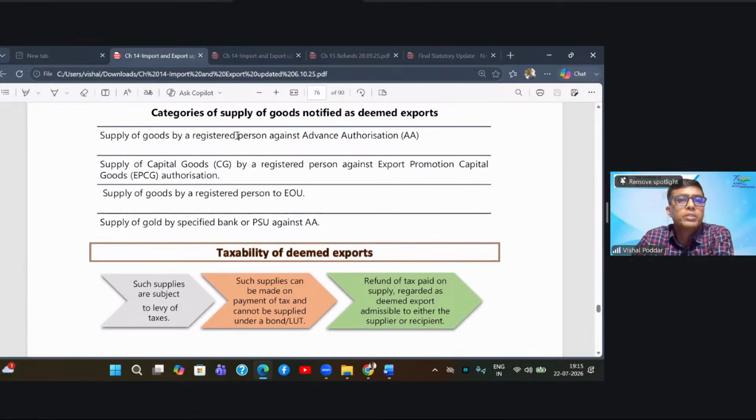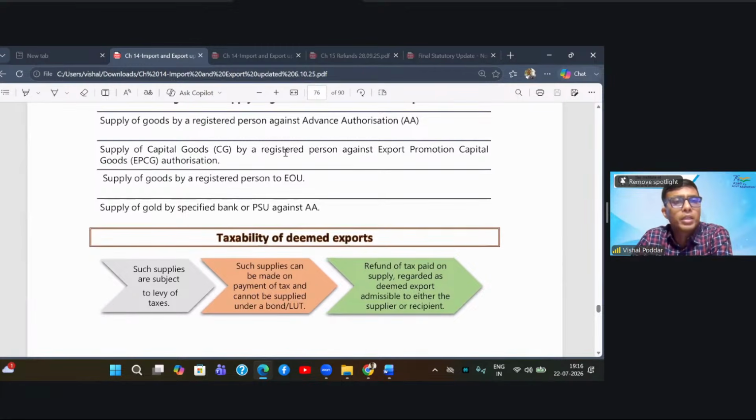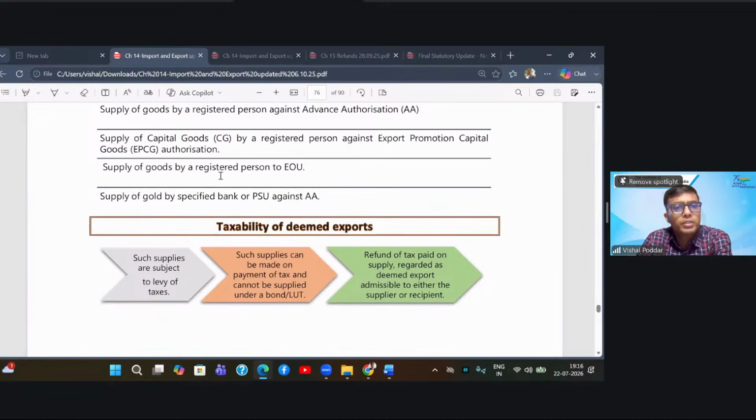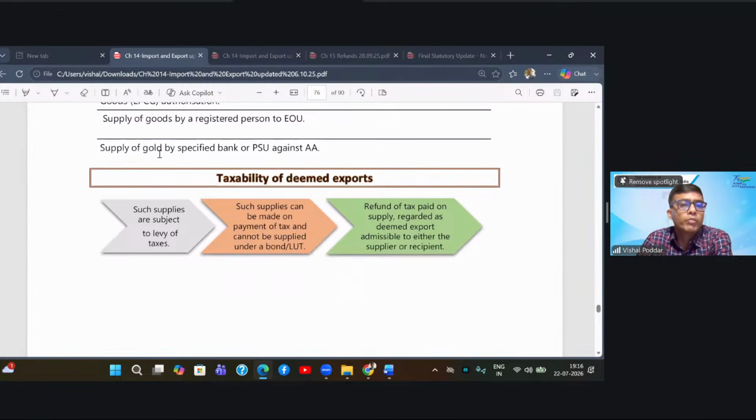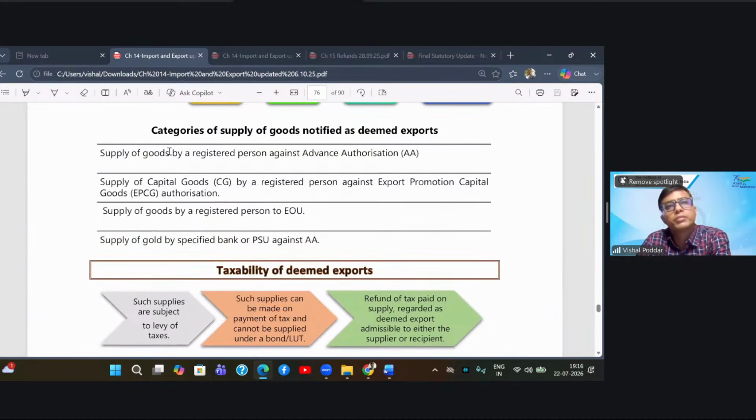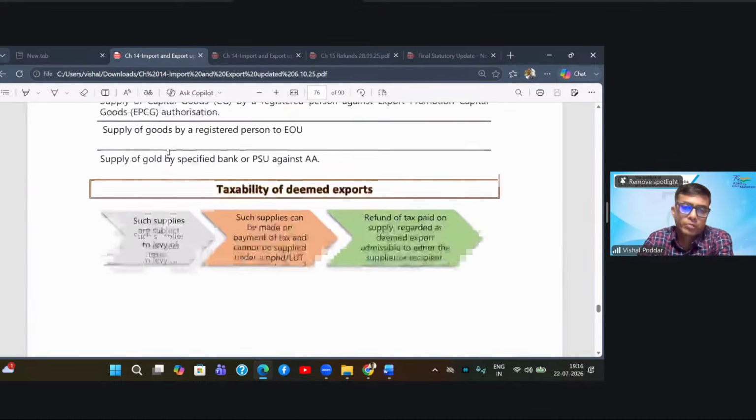So first, supply of goods by a person against the advance authorization. So where a person is having advance authorization, if against that advance authorization goods are supplied. Similarly, if any capital goods are supplied by a registered person against the EPCG license or EPCG authorization. Next, supply is made by 100% EOU, 200% EOU, and where the supply of goods is by a specified bank or PSU against advance authorization and they are gold. So these are the cases, students, which are to be deemed as export.